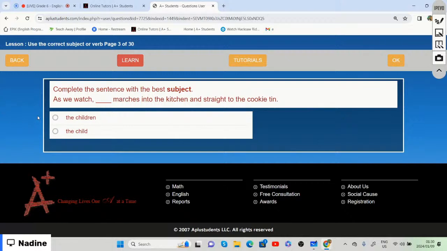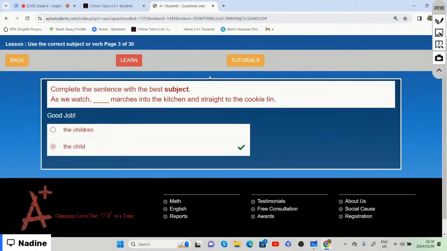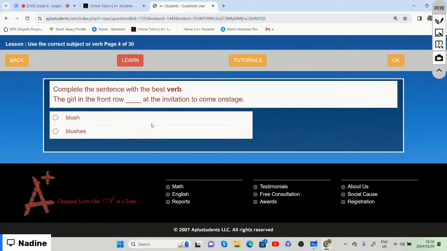All right, so if we look at the word marches that ends with ES, which is the verb, then we're going to say the child, which is a singular subject. So since we use a singular verb, we're using a singular subject. So the child marches into the kitchen and straight to the cookie jar.